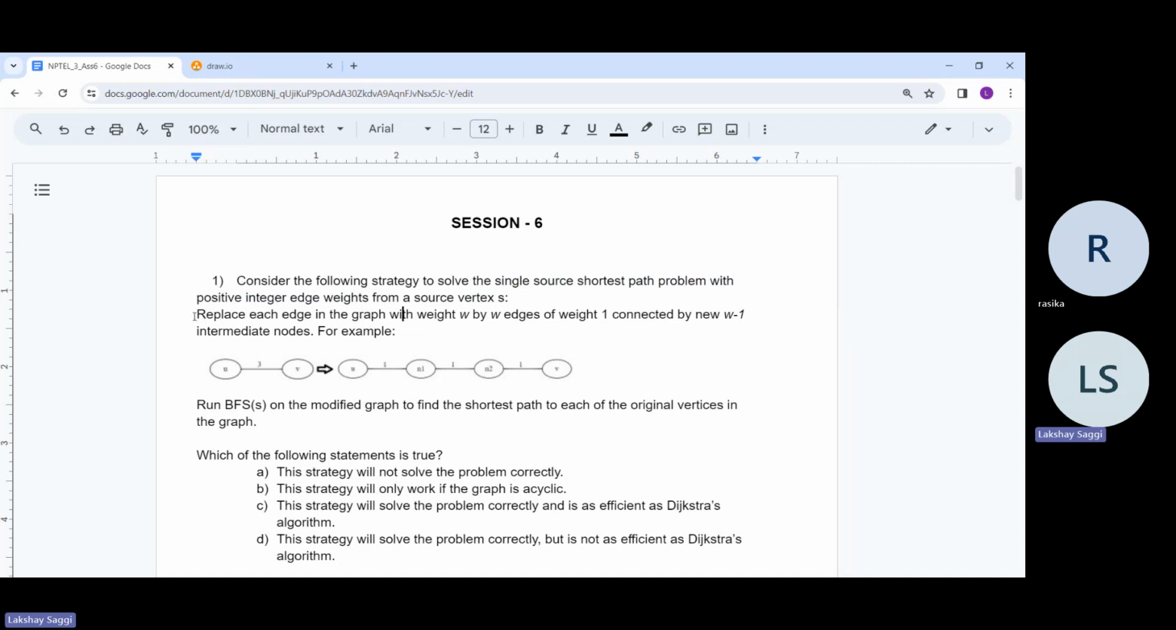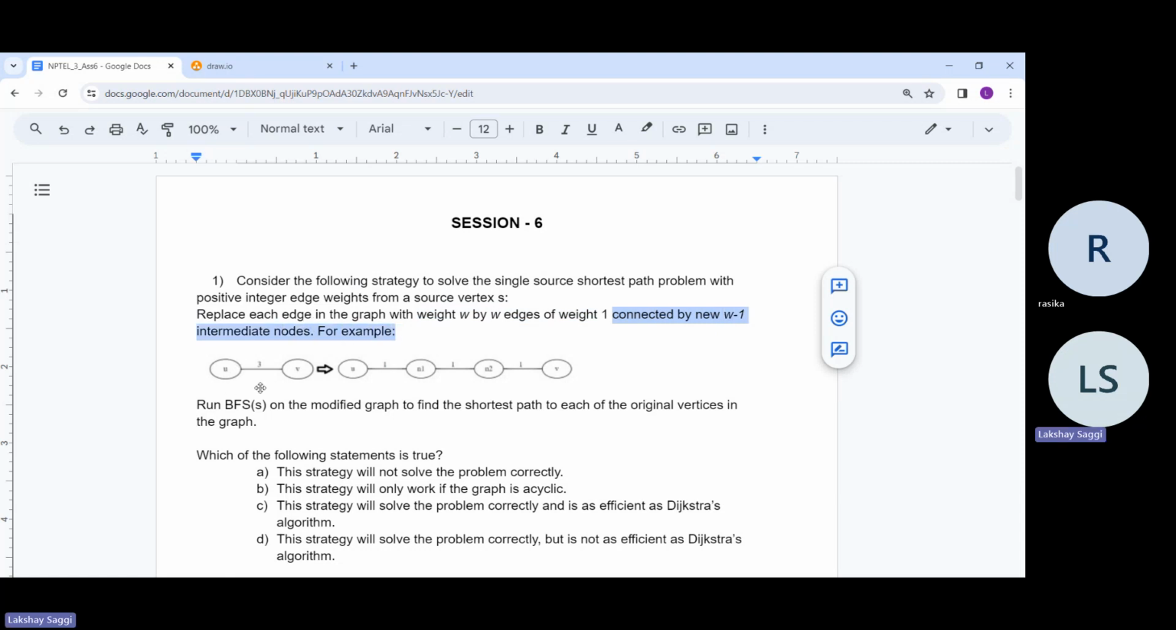The strategy which the problem suggests is to replace each edge in the graph with weight W by W edges of weight 1. What it means is, suppose an edge has a weight W, then just replace that edge by W consecutive edges of weight 1. And these should be connected by new W minus 1 intermediate nodes.